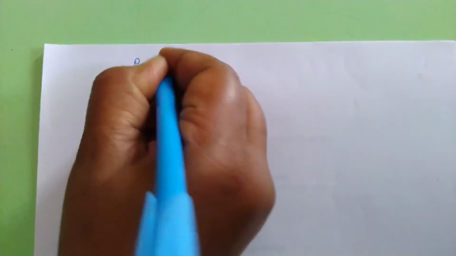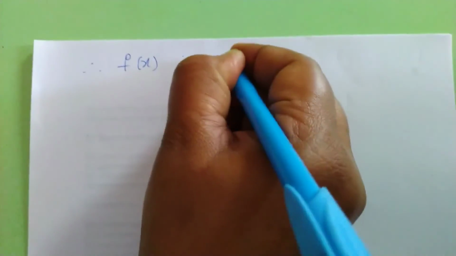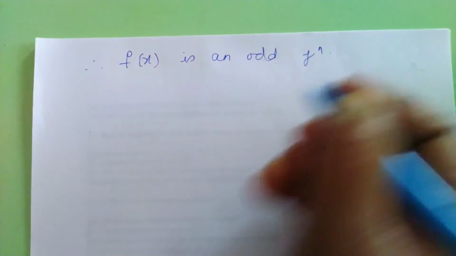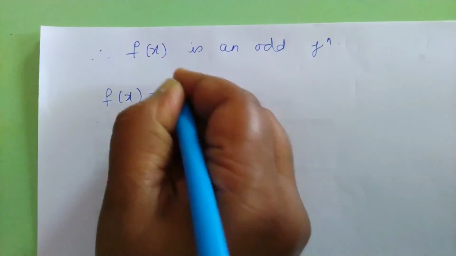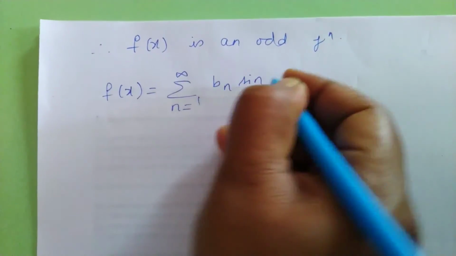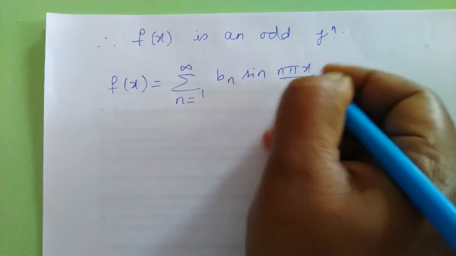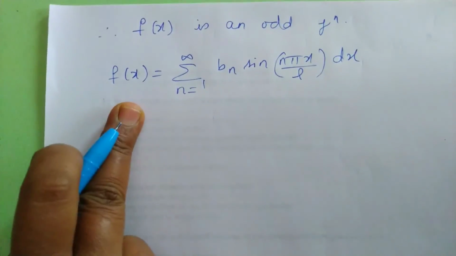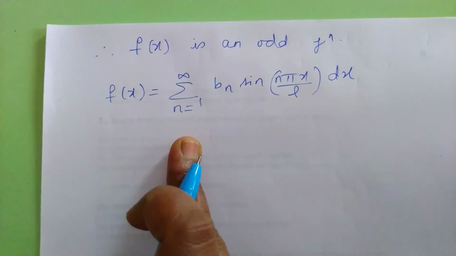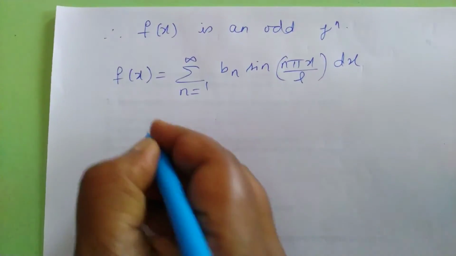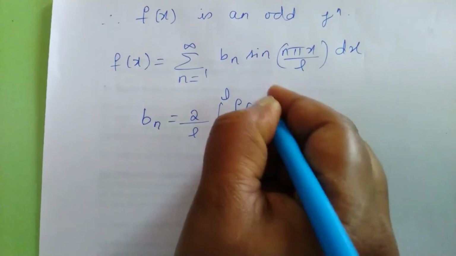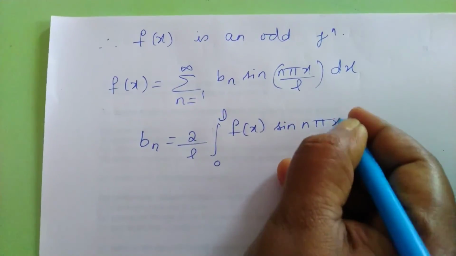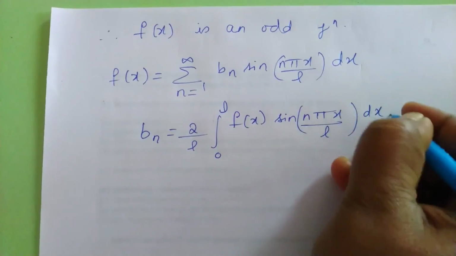So now let's write down what is f of x. Therefore f of x is an odd function, and f of x is equal to summation n is equal to 1 to infinity bn sin(n pi x by L), because we know that a0 was 0 and an was 0. So we know bn is what? 2 by L integration from 0 to L f(x) sin(n pi x by L) dx.